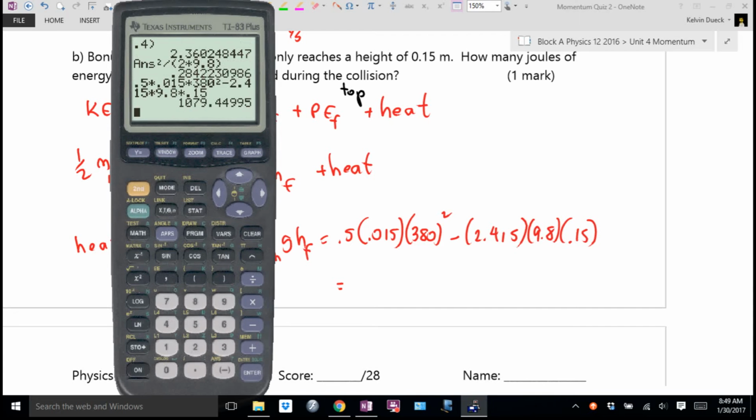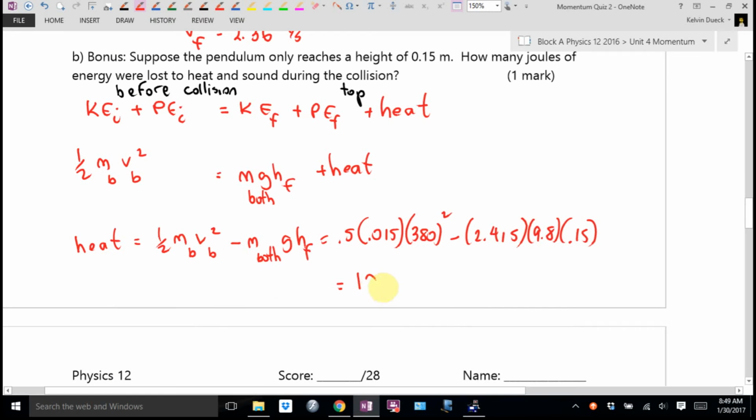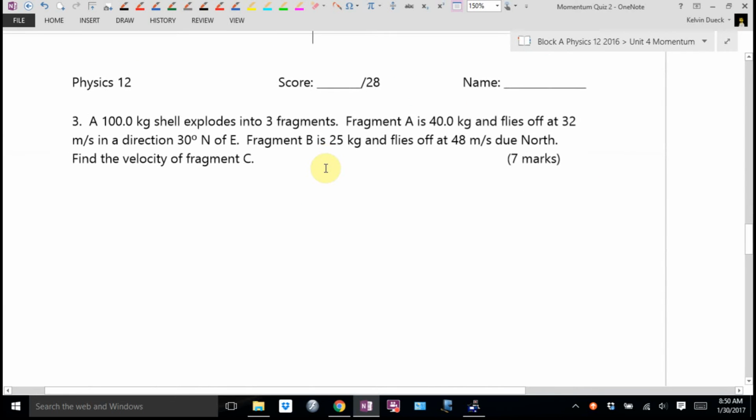Looks good. 1,080? Joules of heat. Okay. And then we can turn the page.